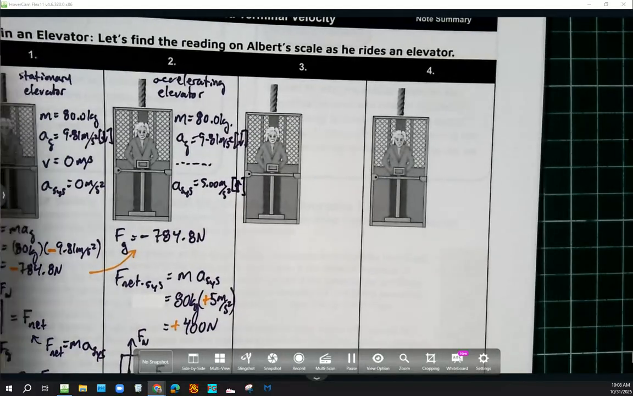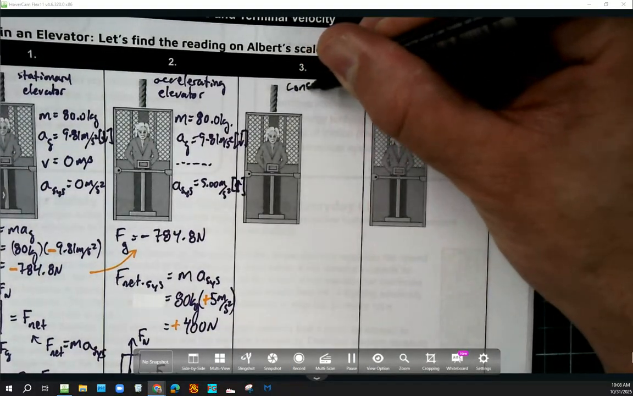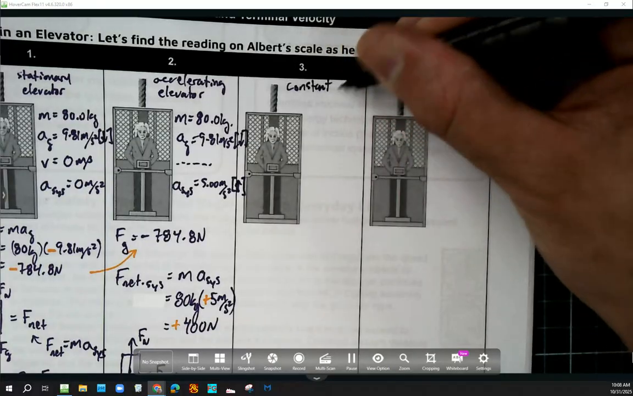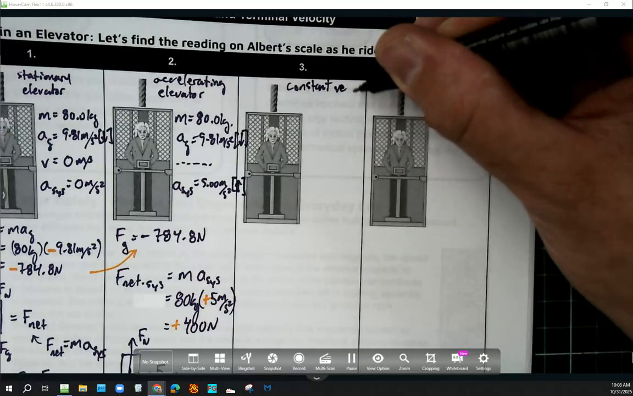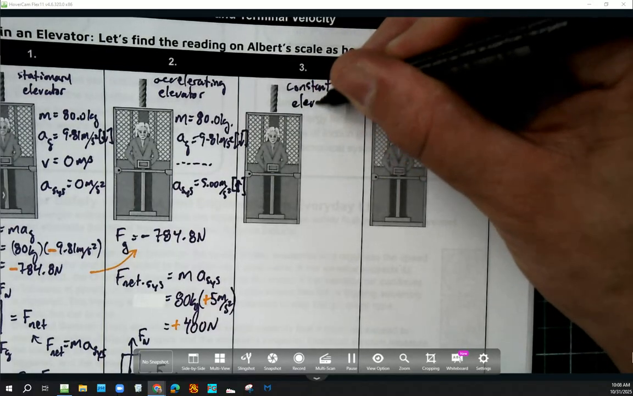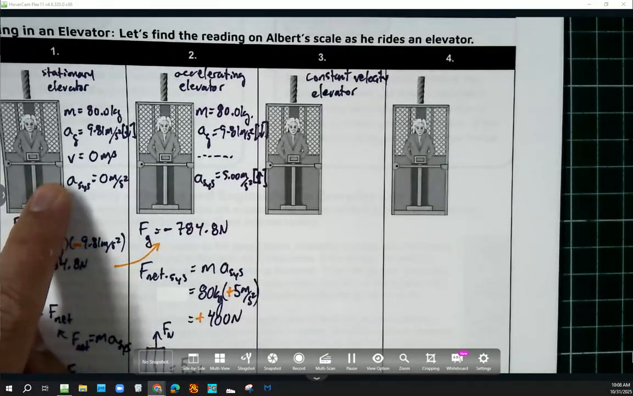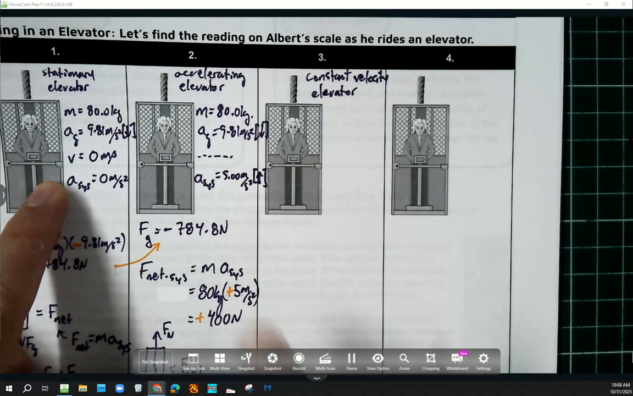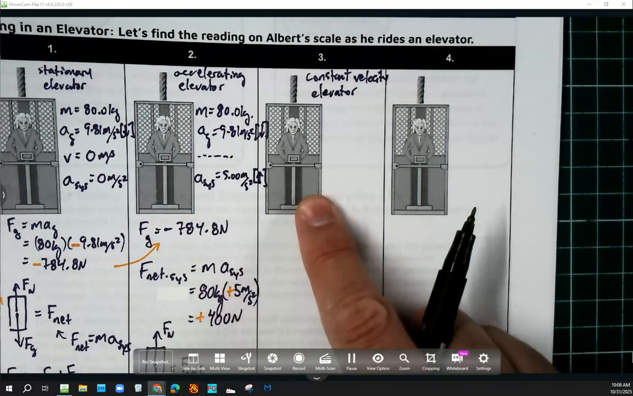All right, let's take a look at another situation. So here's Einstein moving at a constant velocity. Constant velocity elevator. And you know, this could actually be a story. You get into the elevator, it's sitting still. Then the elevator motor kicks in and it starts to accelerate. Elevator gets up to speed and it coasts along at a constant speed until you get to your floor.